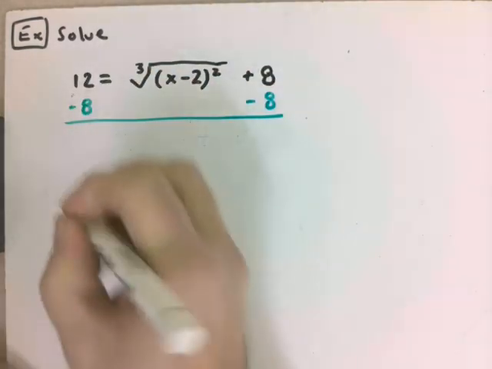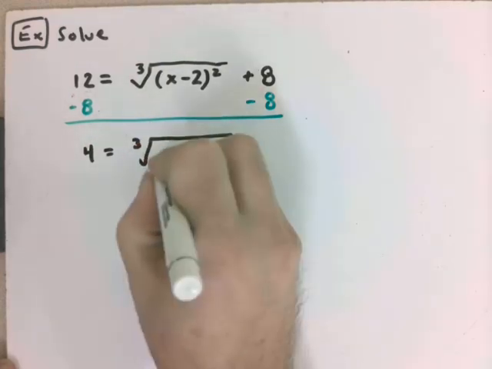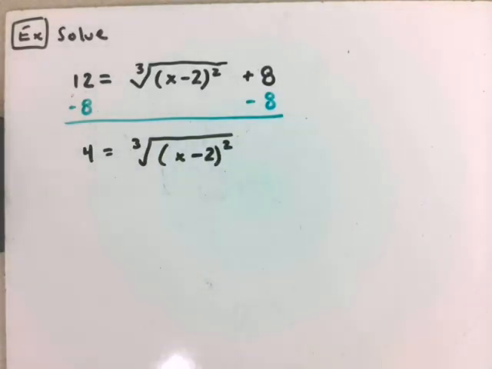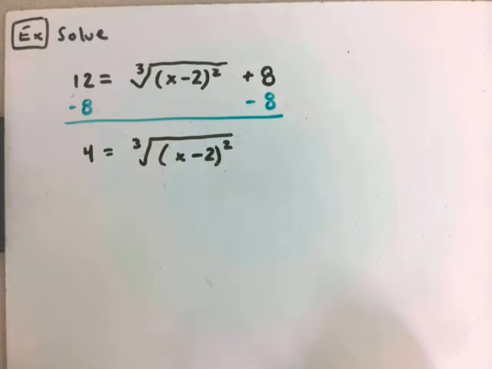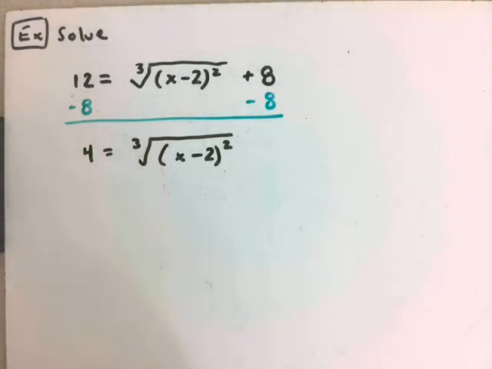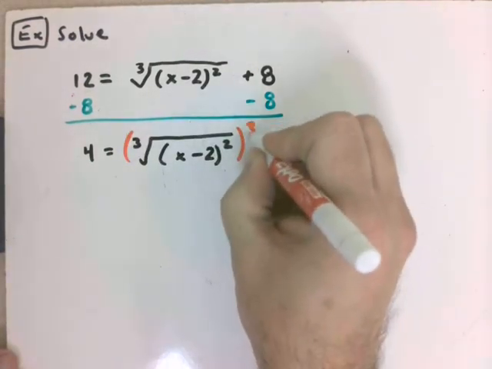That would give me 4 is equal to the cube root of an x minus 2 squared. Over on the right side now we have our cube root isolated. Again, there's a few ways of doing this, but if we're going to do this with small steps, what we would want to do next is get rid of the cube root. How you get rid of a cube root is by raising both sides to the third power.